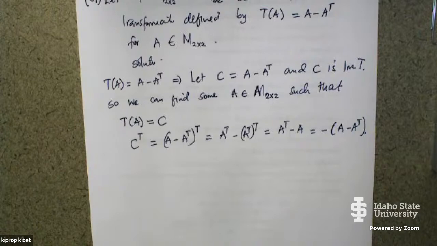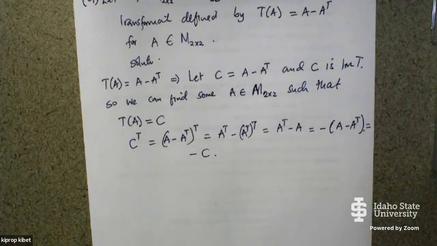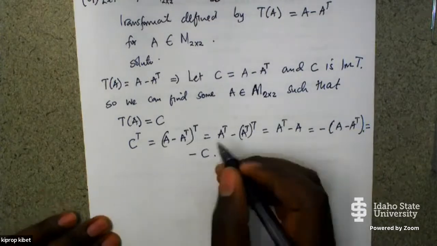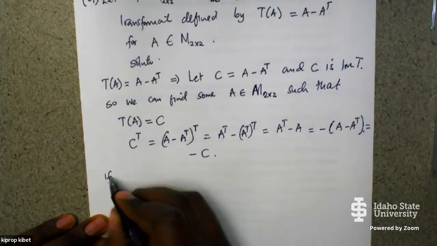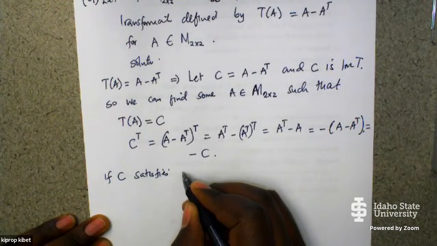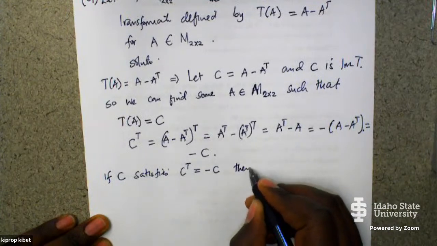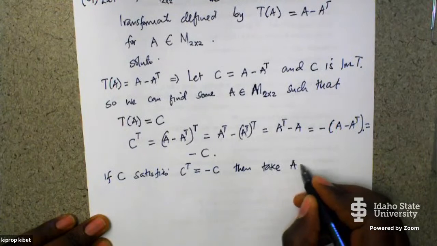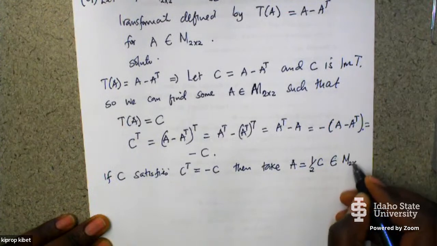Right? So this is the same as minus C. As we can see, it is the same as minus C. Now, if C satisfies C transpose equal to minus C, then take A to be equal to 1 over 2C. And this should be in M 2 by 2.